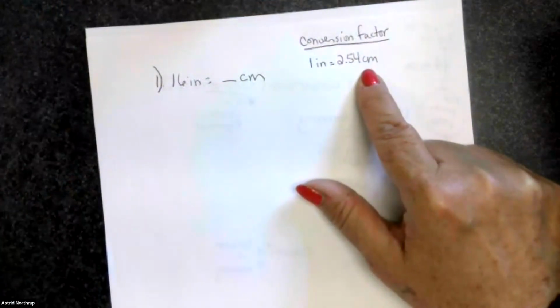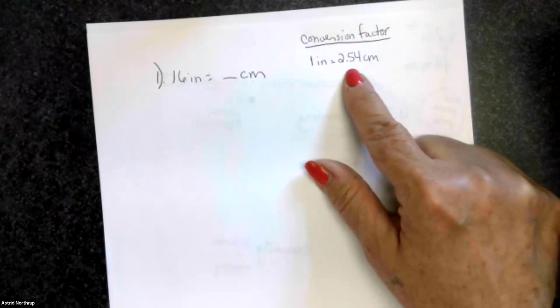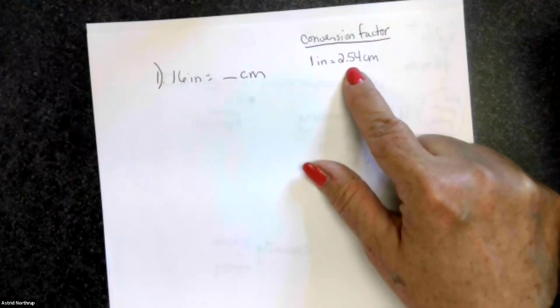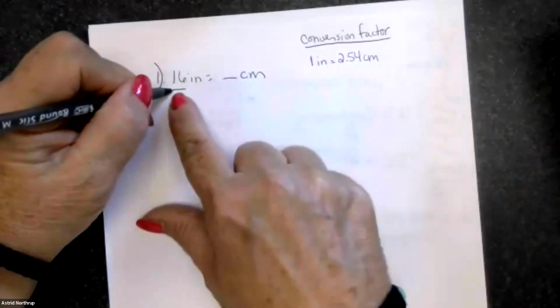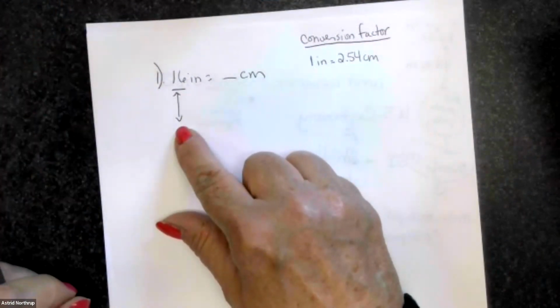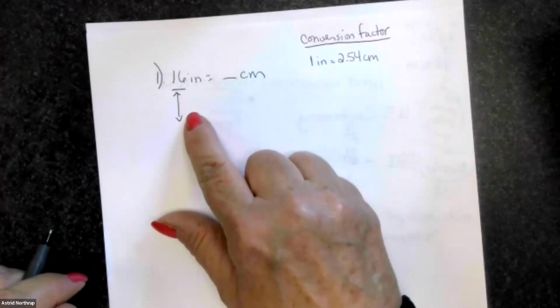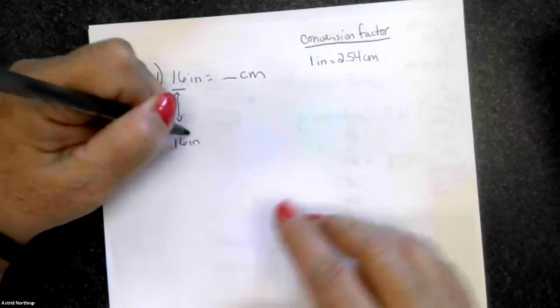Now we'll talk about scientific notation as well, but every conversion factor for the purpose of significant figures is considered exact. In other words, the data that you put in determines how many significant figures the answer has. So in this case, the answer will have 2 significant figures. So we have 16 inches.